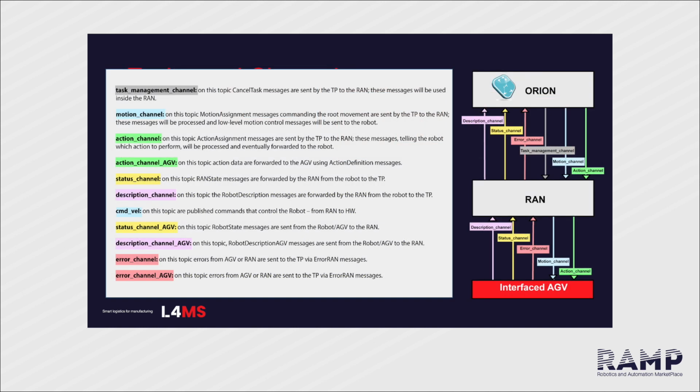A small overview of different channels: TP to AGV and AGV to TP. Error channel, status channel, description channel. There are specific channels that are directing all the specific actions of RAN. Task management channel that prioritizes tasks, motion channel controlling the AGV's movements, action channel that exchanges messages between task planner and RAN telling which action to perform, etc.